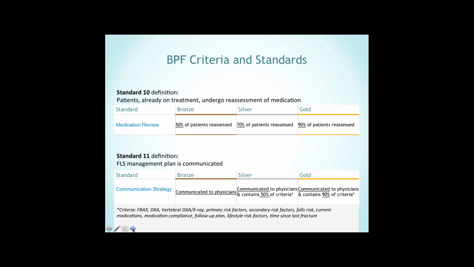We recognise the care of hip fracture liaison patients as being multidisciplinary, and Standard 11 ensures that the recommendations are communicated to the physicians and what proportion of the criteria set of data are included. And here we can see the criteria set may include FRAX, DEXA, primary and secondary risk factors, falls risk, current medications and medication compliance, the follow-up plan, lifestyle changes, and time since last fracture.